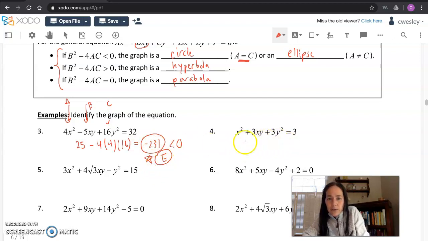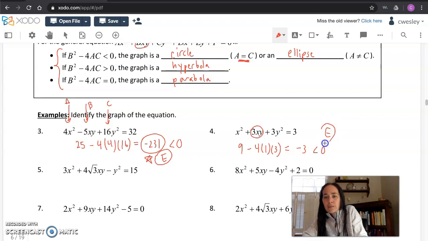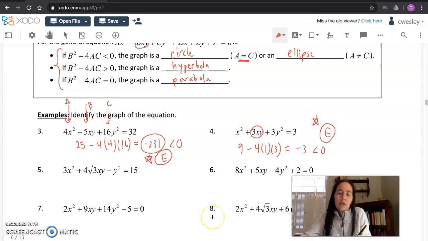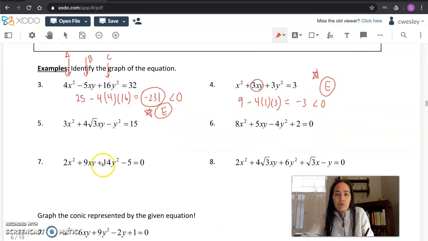Is the next one an ellipse? I would have guessed ellipse just by a glance. Let's confirm it because of that xy term with the discriminant. So b squared minus 4 times 1 times 3. This comes out to be negative 3, which is less than 0. You get an ellipse again, which we would have suspected. Moving right along. How about discriminants for 5?